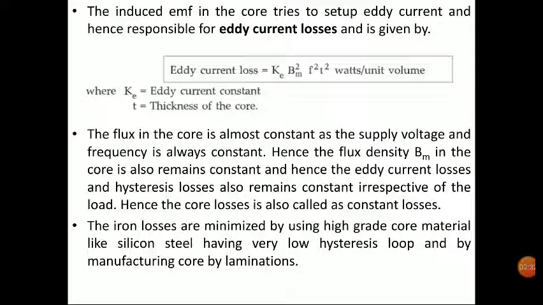In the core, the flux is almost constant. The flux that is produced due to the primary current is almost constant because the supply voltage and the frequency are constant. Since the flux in the core is constant, the maximum flux density also remains constant, and hence the eddy current losses and the hysteresis losses also remain constant irrespective of the load. Hence the core loss is also called a constant loss.